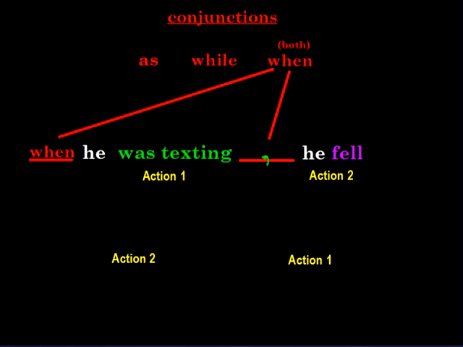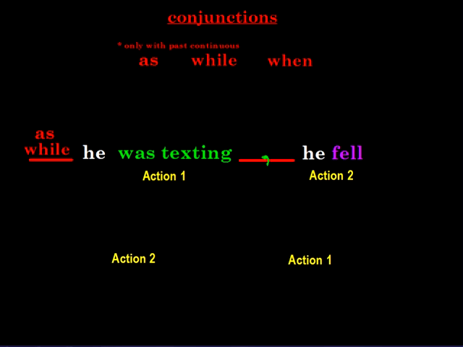Okay, but let's look at the other ones. So we have as and while. Let's look at these two, okay? So, just like when I use when with the past continuous, I can use as and while. So I can read the sentence like this. As he was texting, comma, he fell. Or while he was texting, he fell. Okay? And I always use as and while with the past continuous. It's the only time I can use it. I cannot use as and while with the simple past.